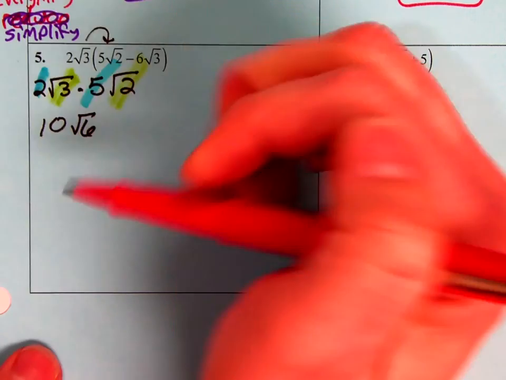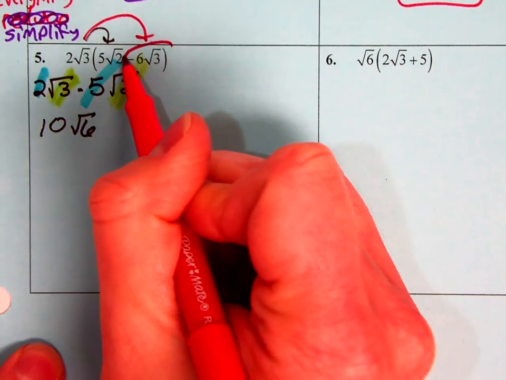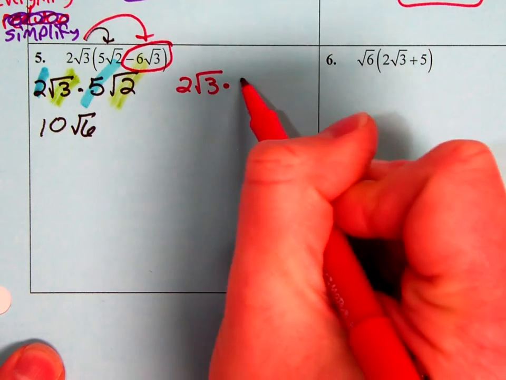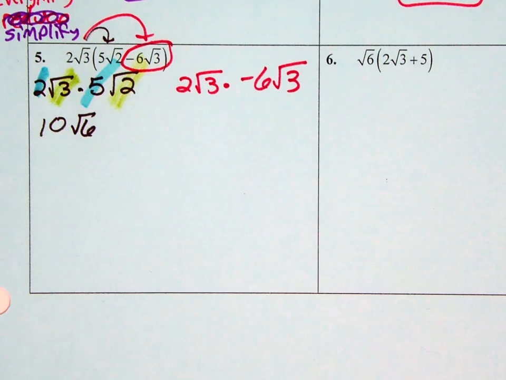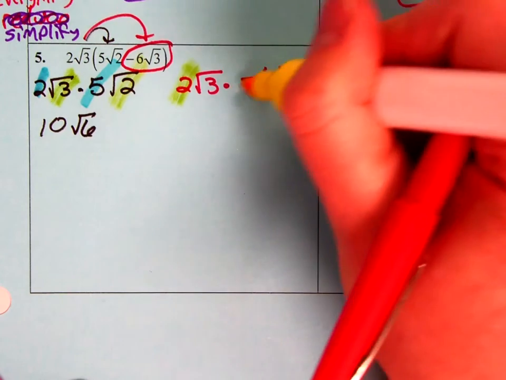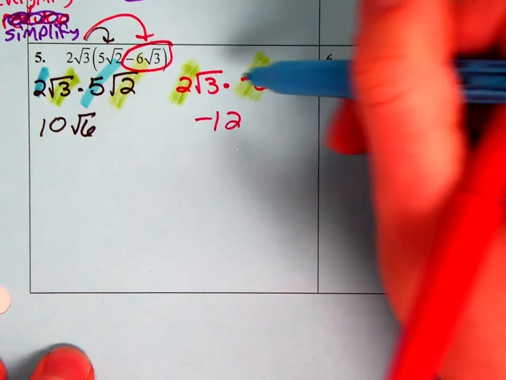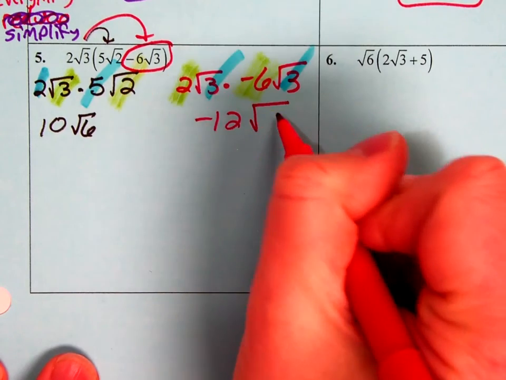Then we're going to go ahead and take our 2 square root of 3 and multiply it by negative 6 square root of 3 because of the minus sign. So 2 square root of 3 times negative 6 square root of 3. And again, since we're multiplying, we multiply everything first. 2 times negative 6 would be negative 12. 3 times 3 would be the square root of 9.